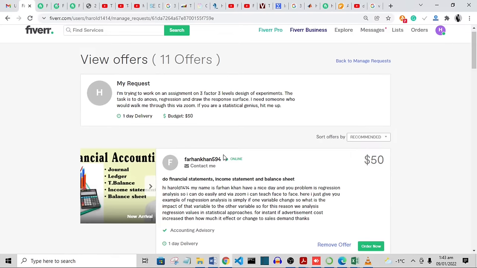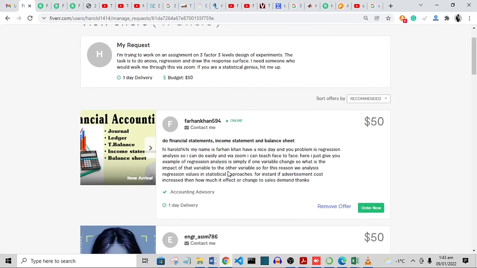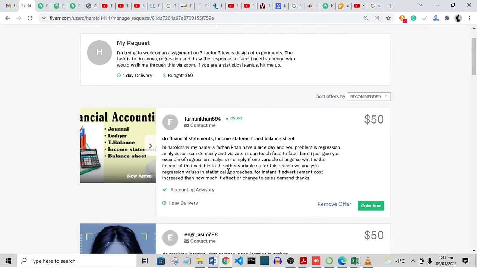So you don't want to bid too low, right? You also don't want to bid too high. Bidding too high is going to push away the buyer. And if you bid too low, the buyer is going to feel that you're not capable. For instance, I'm offering $50, right? And if somebody comes and says, I can do this for you for $10 or $5, that person is going to look shady, even if that person is very competent.